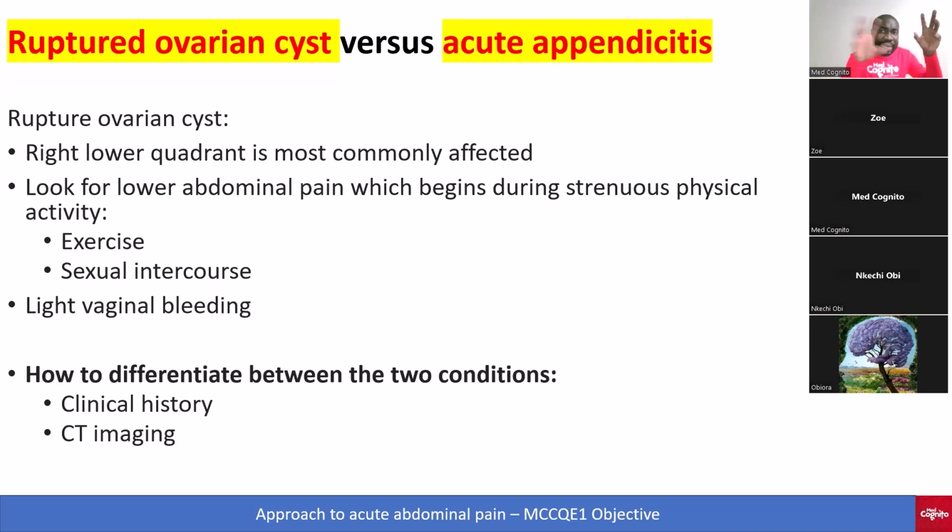Tubal ovarian abscess and ruptured ovarian cyst, because what will separate the two is that with tubal ovarian abscess, the patient will have vaginal discharge. With ruptured ovarian cyst, the patient will rather have vaginal bleeding. Doctors, please, is that clear? So you realize that tubal ovarian abscess and ovarian cyst rupture may look similar, but in a board exam, tubal ovarian abscess will present with vaginal discharge. Ruptured ovarian cyst will present with vaginal bleeding. Tubal ovarian abscess may have fever.